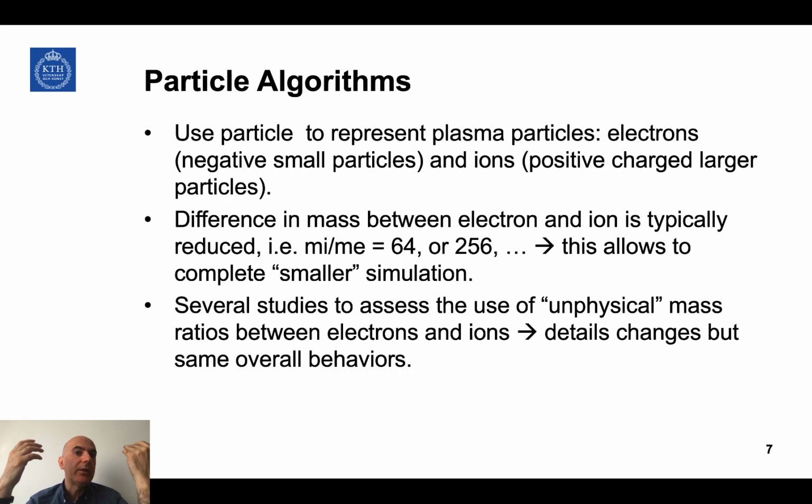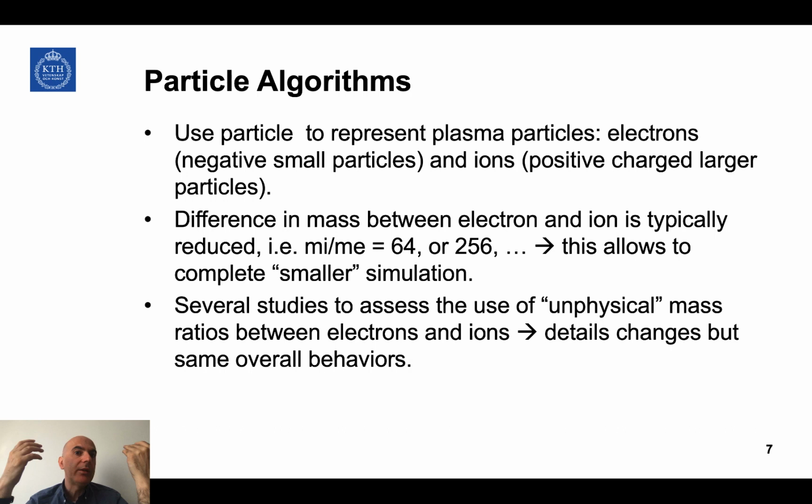So particle in cell is basically part of the big family of particle algorithms. So we use particles to represent the plasma particles. So electrons are negative particles and ions are positive charge particles. The difference in mass between electrons and ions is typically reduced to make the simulation shorter in time. So a typical value for the mass ratio is 64 to 256. We typically choose a power of 2 because many quantities depend on the square root of the mass ratio, so that we get an integer number taking a power of 2.